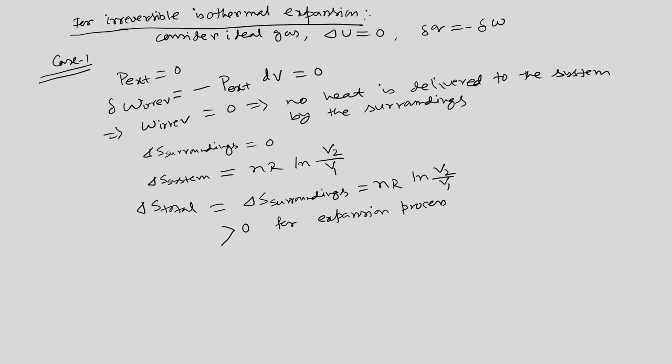Now, what about the other case? The second case is when external pressure is not equal to 0. Think about it like this. We have here the initial state, and we are going to the final state. So, this is your irreversible process.